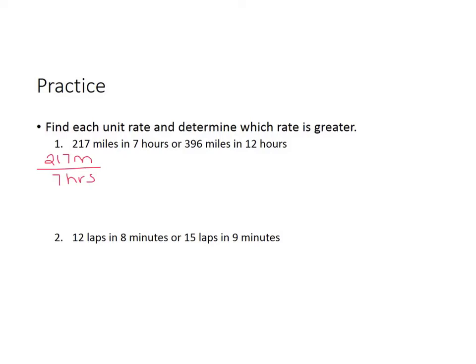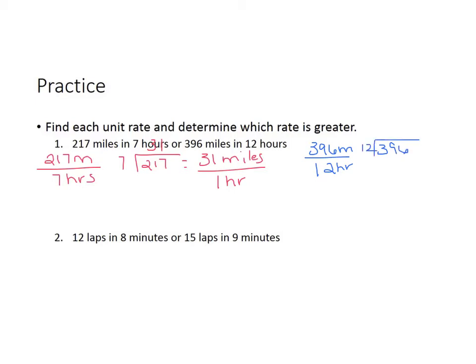Now, if we were to write the unit rate, we would take 217 divided by 7. Now, 7 is going to go into 21 3 times and 7 1 time. So that breaks down to 31 miles in 1 hour. The next option is 396 miles in 12 hours. Break it down to a unit rate. We're going to take 396 divided by 12.